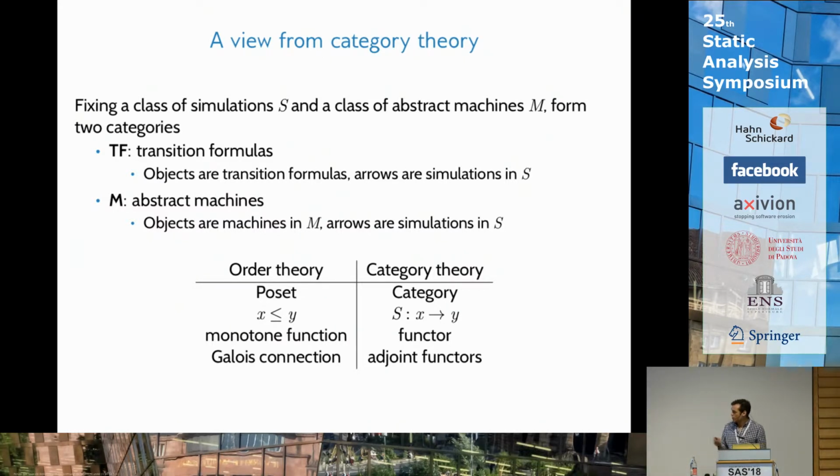So my category theoretic generalization of a monotone function is going to be a functor. And my category theoretic generalization of a Galois connection will be a pair of adjoint functors. So probably you can already see where I'm going here. Just like in order theoretic abstract interpretation, a Galois connection is going to give us a characterization of when we have best abstractions. In this setup, adjoint functors will tell us when we have a best abstraction.